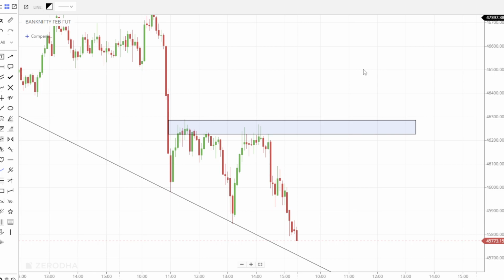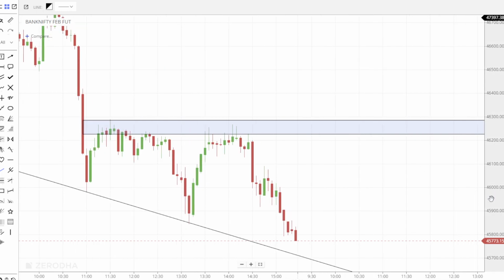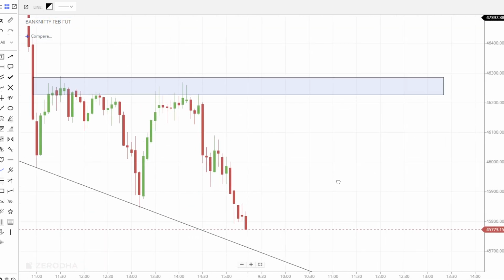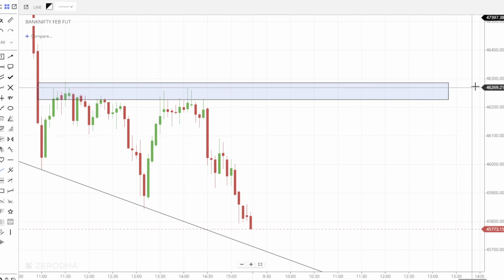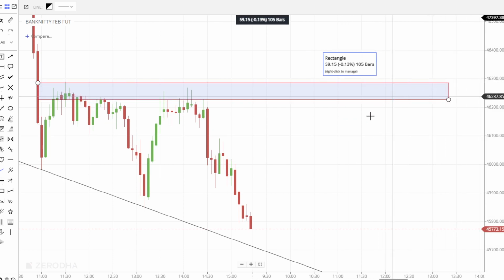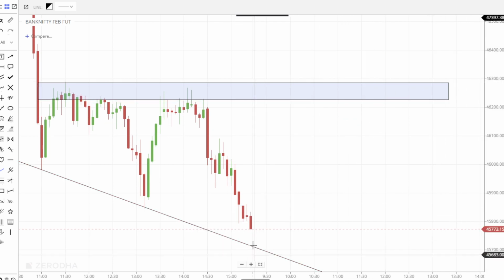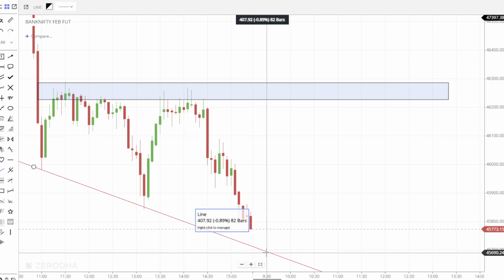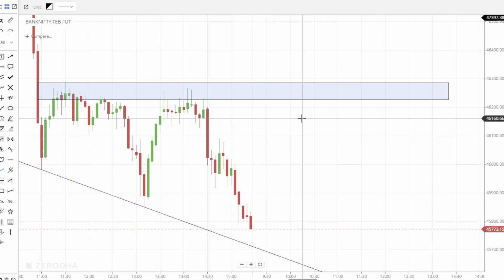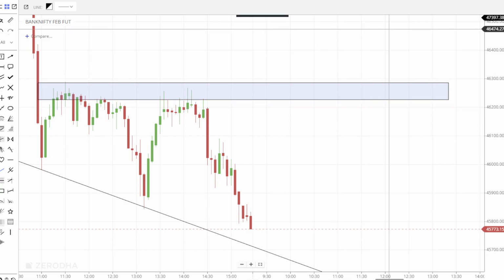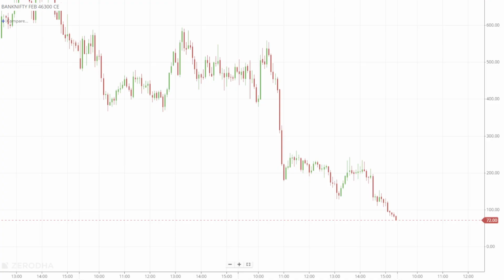So according to tomorrow, let's discuss. It's like 46,300. So if price takes support from this trend line, we are expecting the market to reach 46,300, very close to 46,300. So in the 46,300 call, what is happening now? The price is at 72.